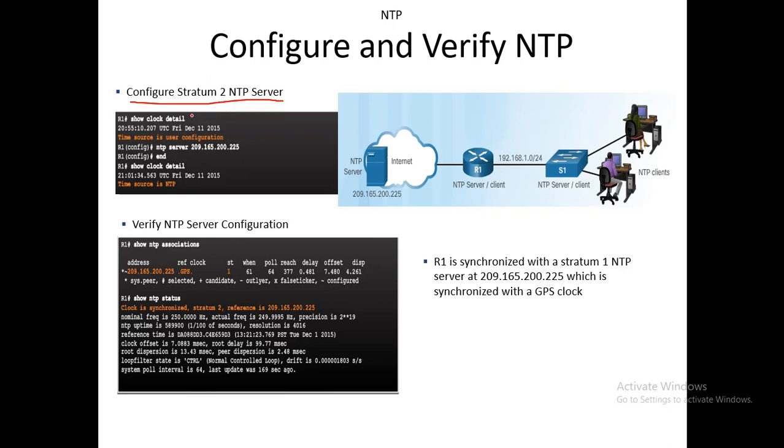So the first thing that we will display is show clock detail. It will show us the clock and the detail, and this time source basically is a user configuration. If you want to take the time from a specific server, you can use this command, NTP server, and also provide the specific name or IP address of that server.